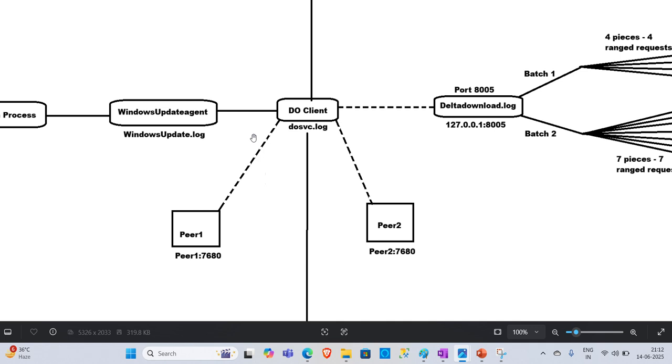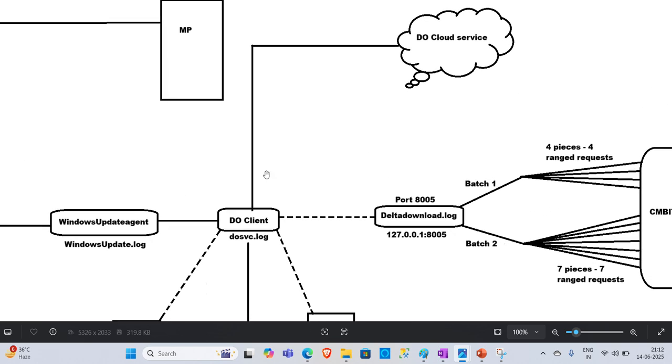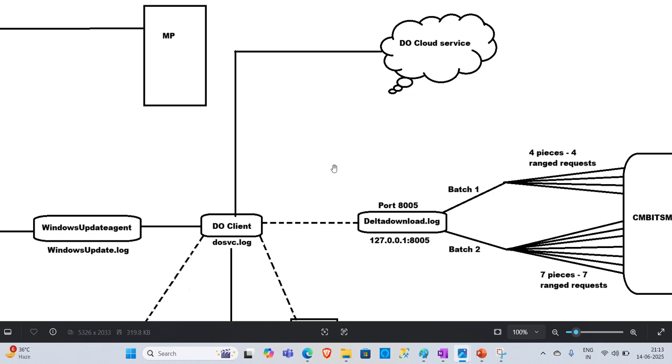And if none of the peers have the content that this client is looking for, then of course it's going to tell the DO client that you need to download all the content from probably your distribution point. Of course it's going to download the content in pieces only, because it's not going to download the complete content altogether in one go. The DO Cloud Service is going to divide the content into pieces irrespective of whether that content is available on the peers or not.